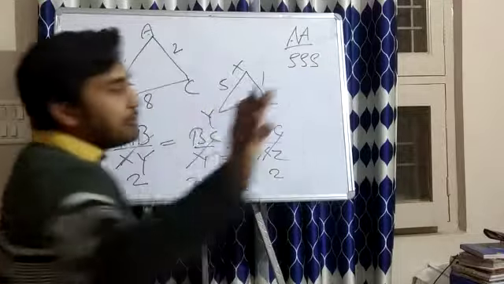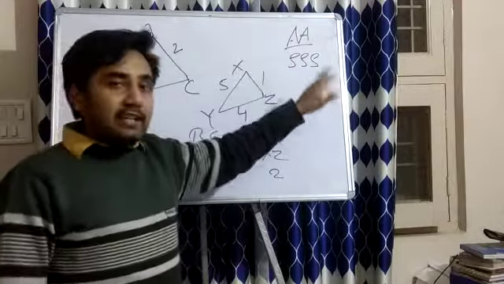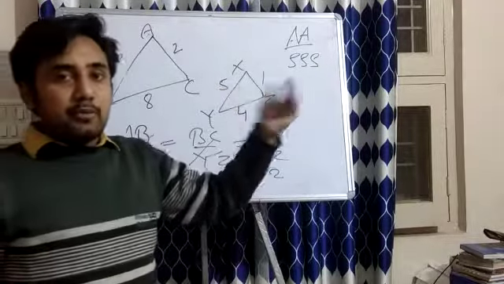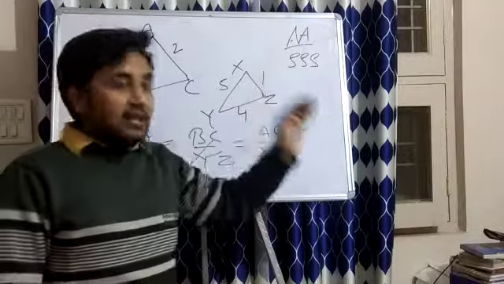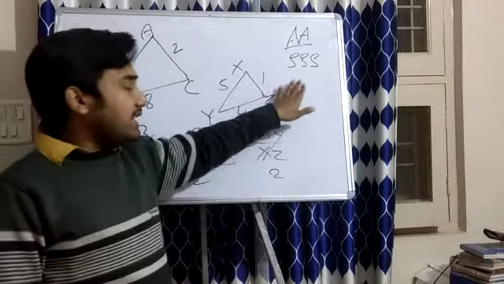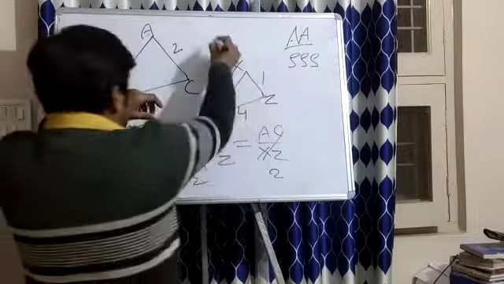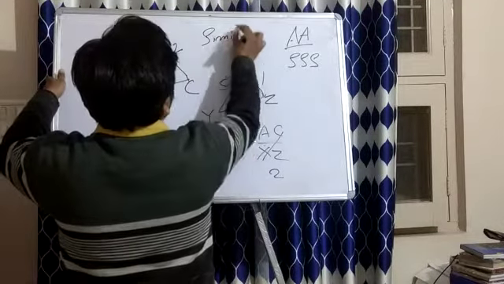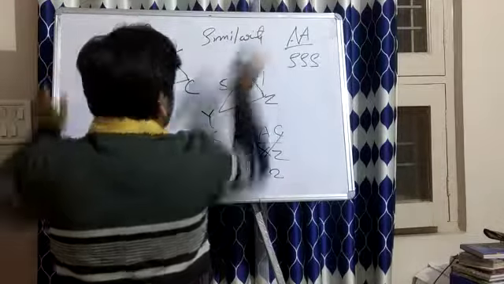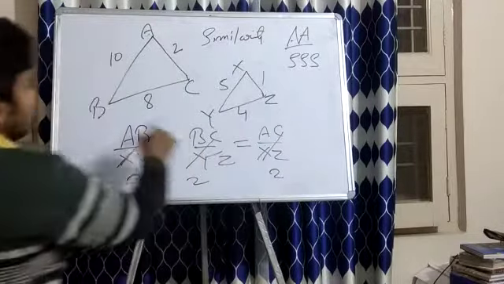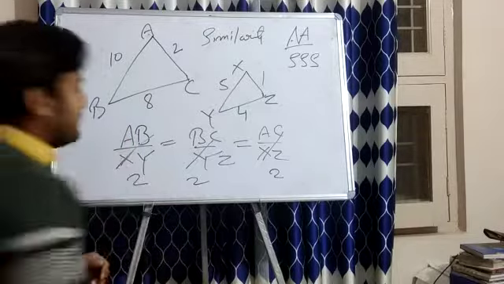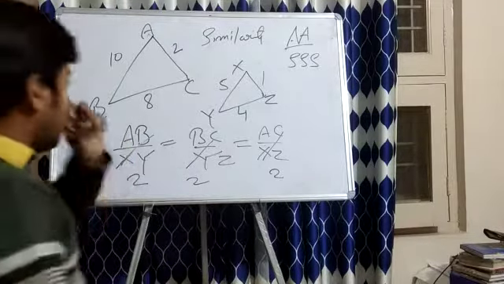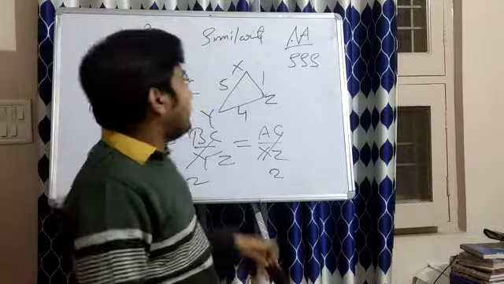Now please don't get confused with the side side side postulate of congruency, because in that case we had said that all the corresponding sides must be equal. But here we are saying that in case of similarity, the ratio of all the three corresponding sides must be the same. Okay, and so these are the two postulates that we have seen.